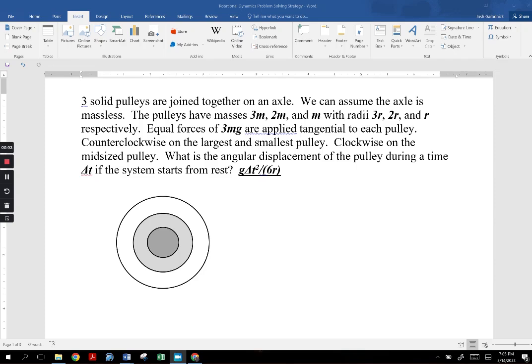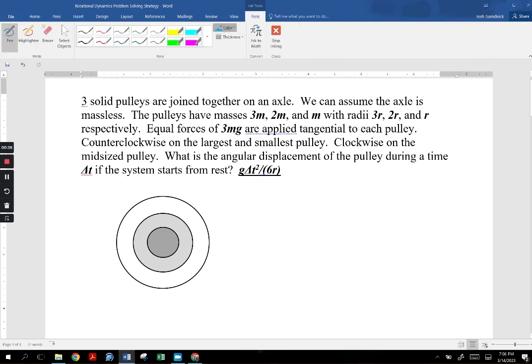Hello everyone. This video is intended to help you with rotational dynamics problem solving and the strategy that we use. I've put a reasonably difficult problem here, but nothing too crazy. We have three pulleys that are joined together on an axle. We're given their masses and their radii, and three equal forces are applied to each pulley. It says that the counterclockwise forces are on the largest and smallest pulleys, and the clockwise force is on the middle one.